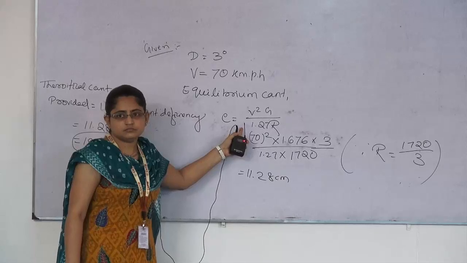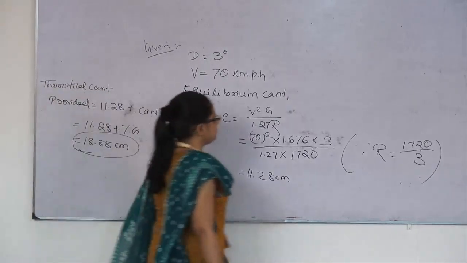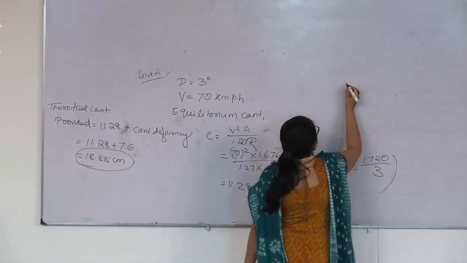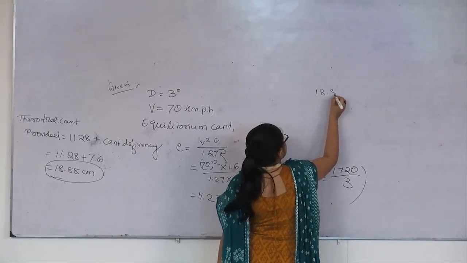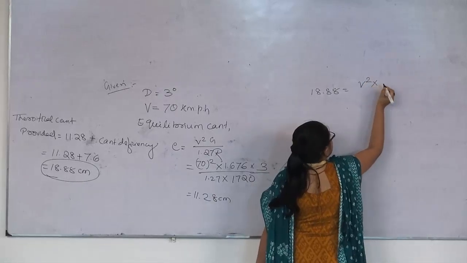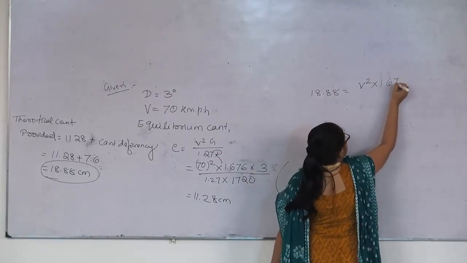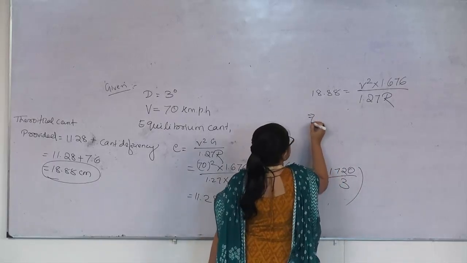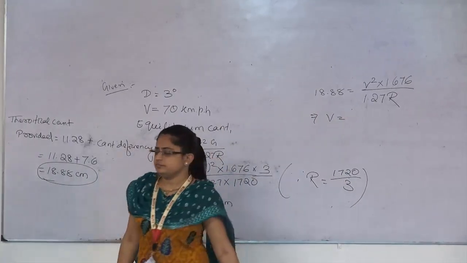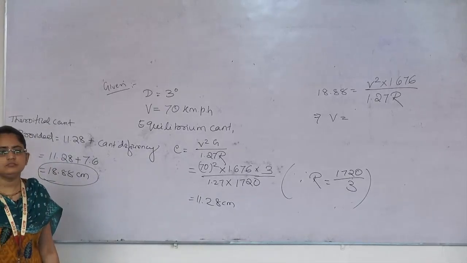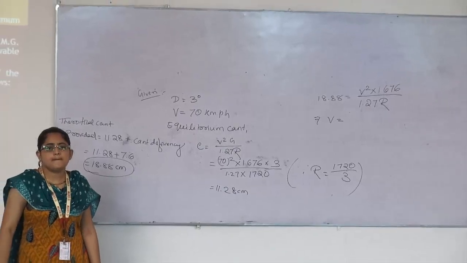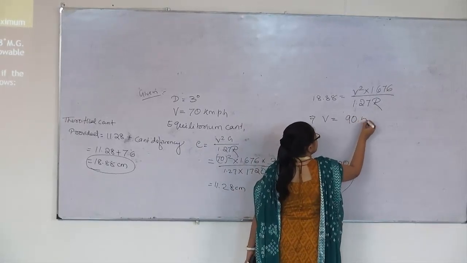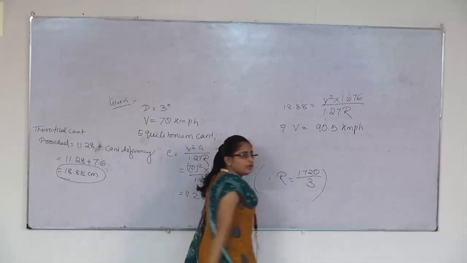Okay? So putting this theoretical cant in your equation, find out your permissible velocity, that is your design speed. 18.88 equals V square into G, that is 1.676 by 1.27 R. How much is V? 90.5. Okay?